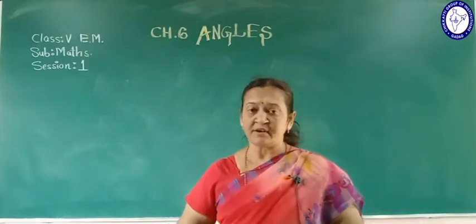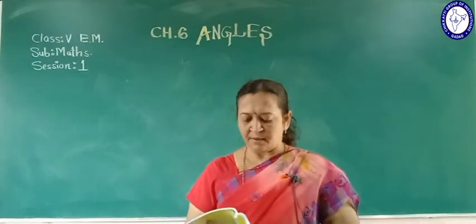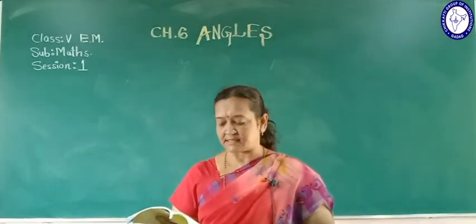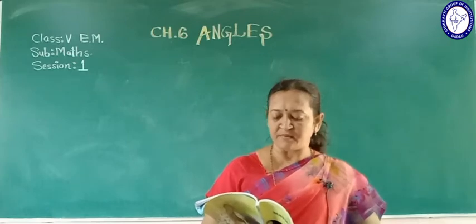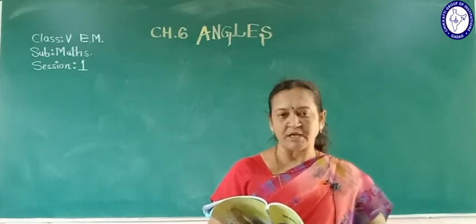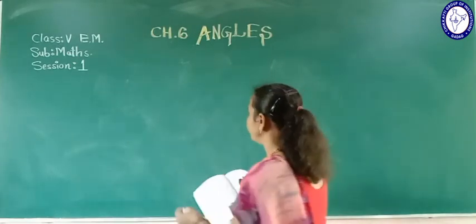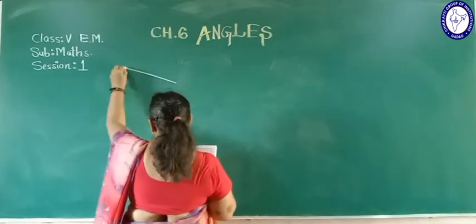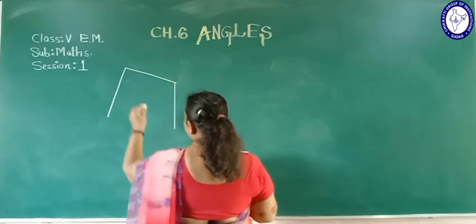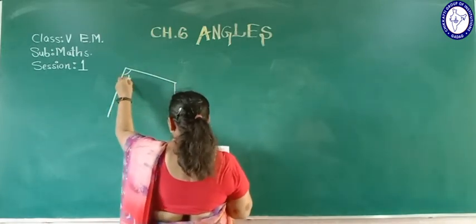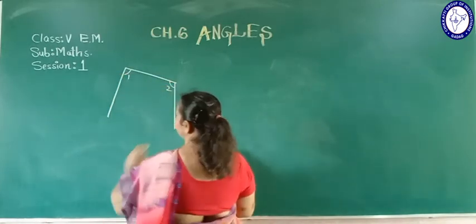Now let me go to the third question. Pawan has arranged sticks as shown in the figure. Observe the angles formed here and mark the angles by drawing lines. Now the first figure, this is the first figure. Here is angle 1 and this is angle 2.